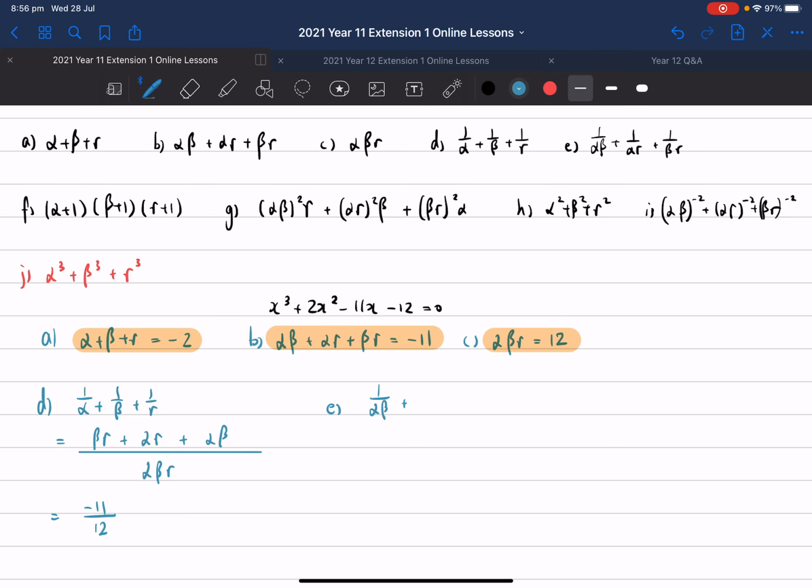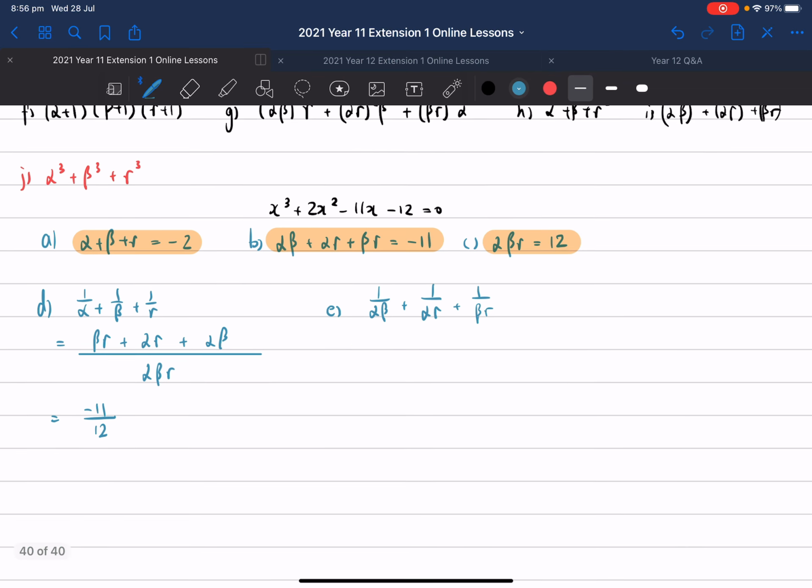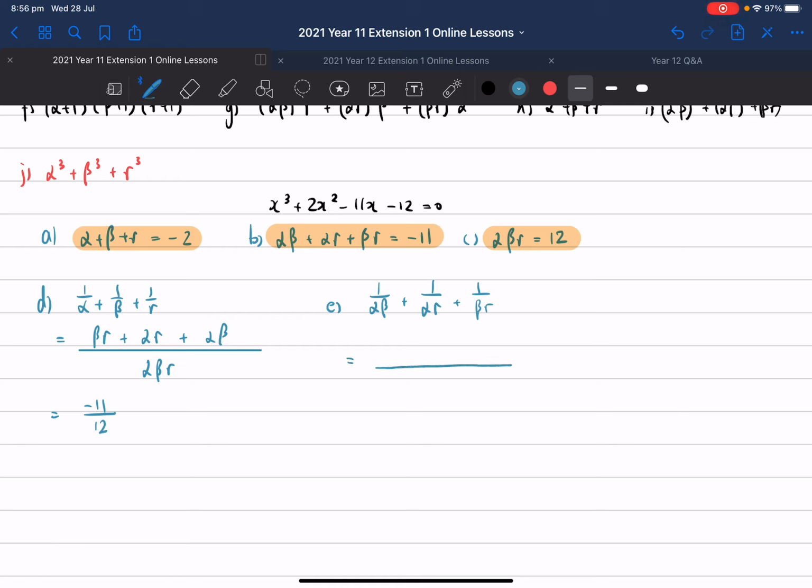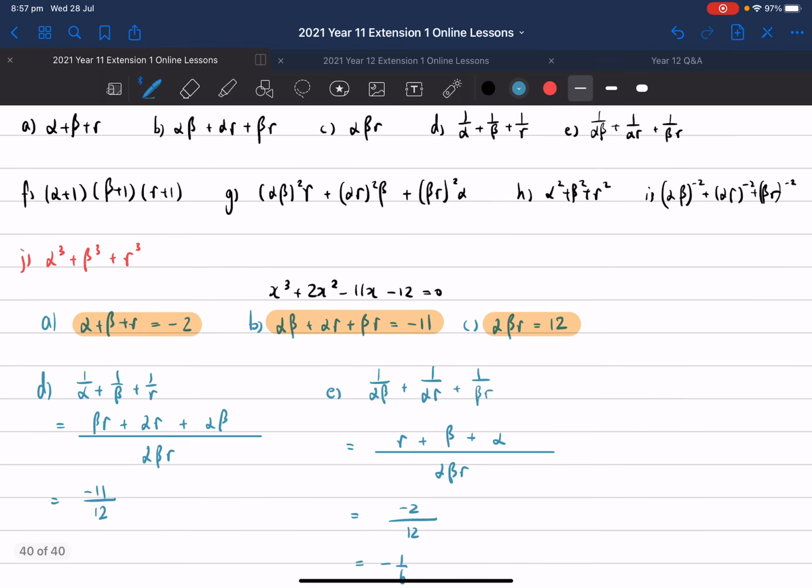All right. Question E. 1 over alpha beta plus 1 over alpha gamma plus 1 over beta gamma. All right, same thing. I feel like this question is the same. We're just going to make the same denominator, which is alpha beta gamma, and then we just need to find out which term is missing from each of the denominators. So that's what we get. All right, so in that case, for the numerator, we've got the sum of the roots, which is -2. For the denominator, it's the product of the roots, which is equal to 12. And then at the end it is equal to negative 1 over 6. All right, so that's question E.